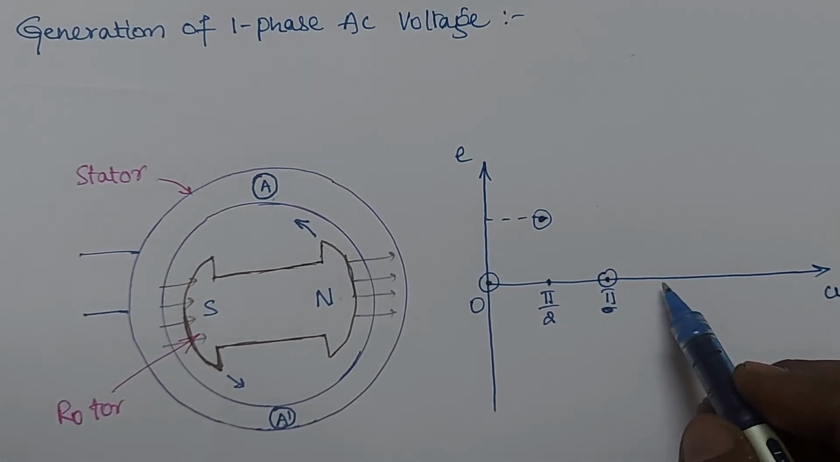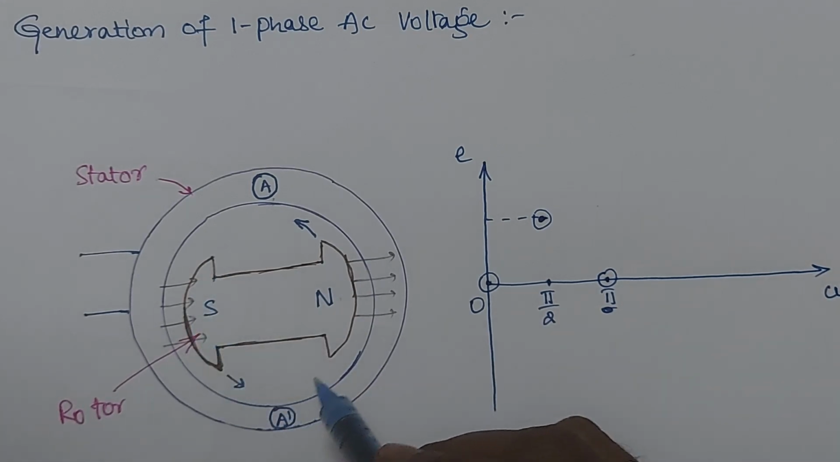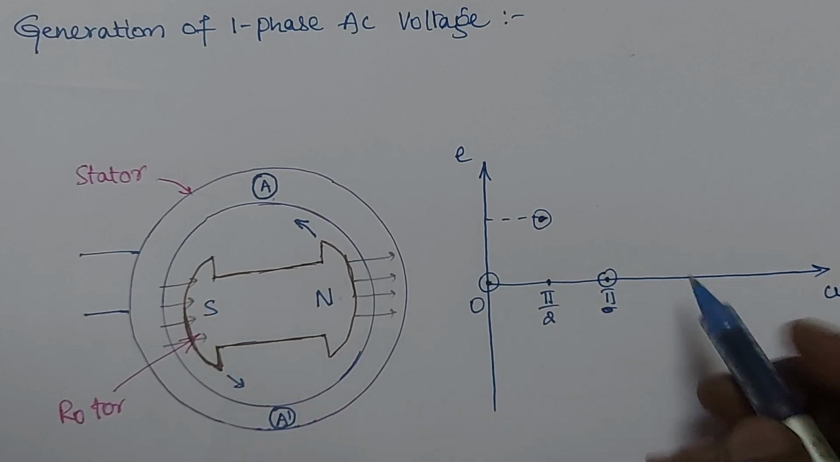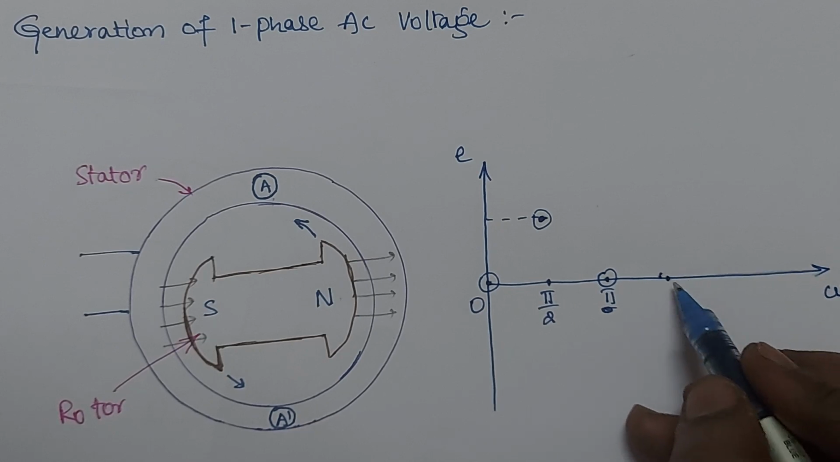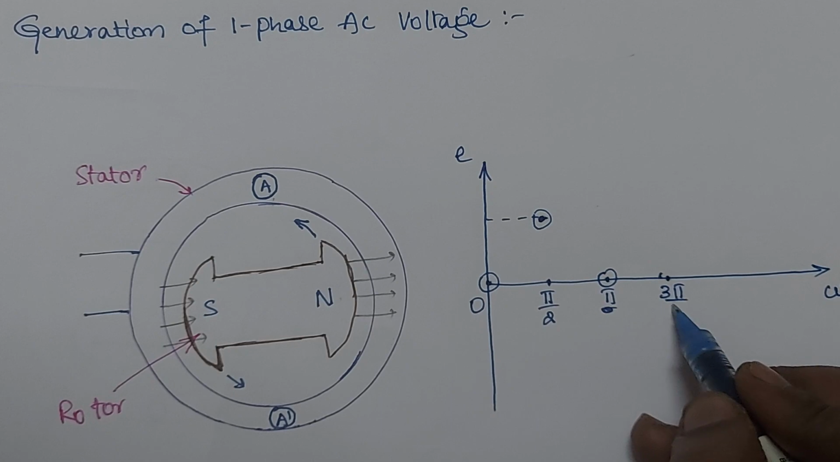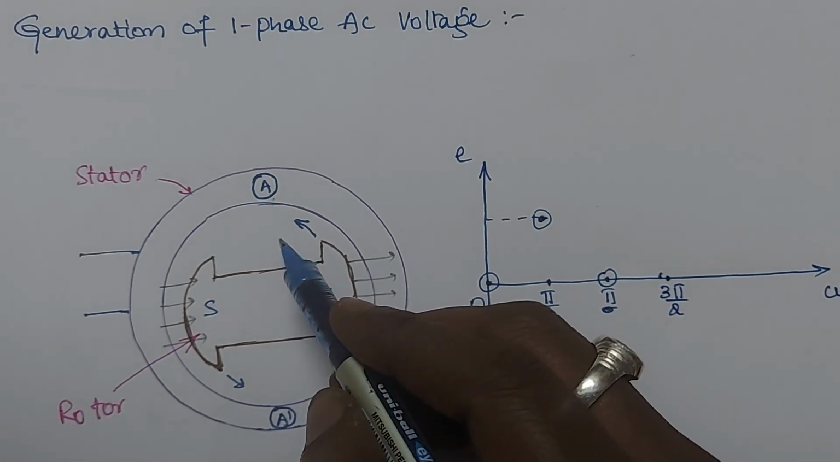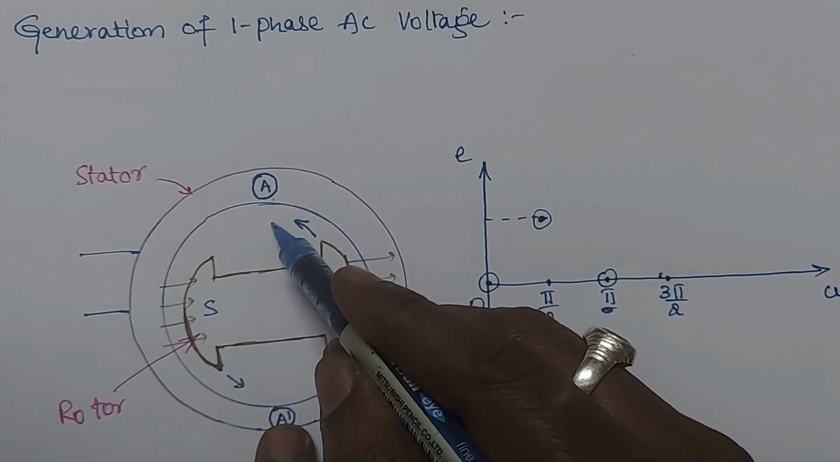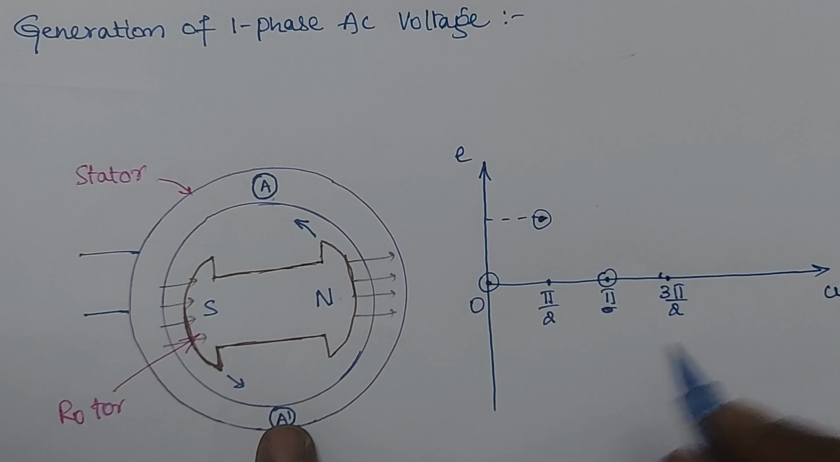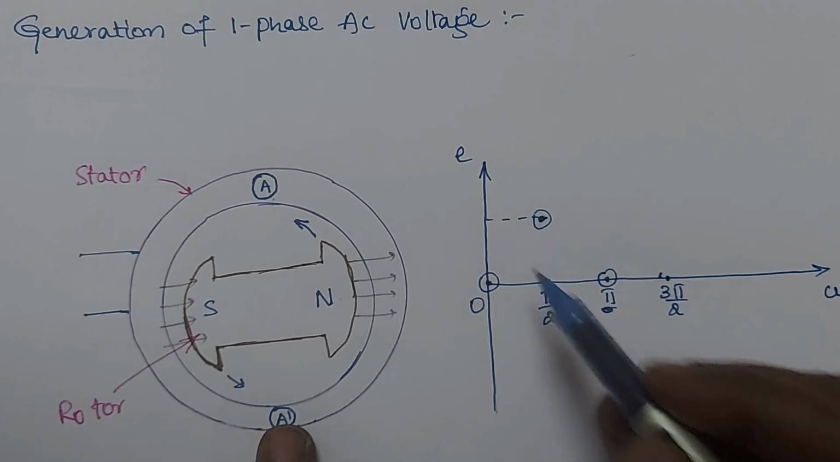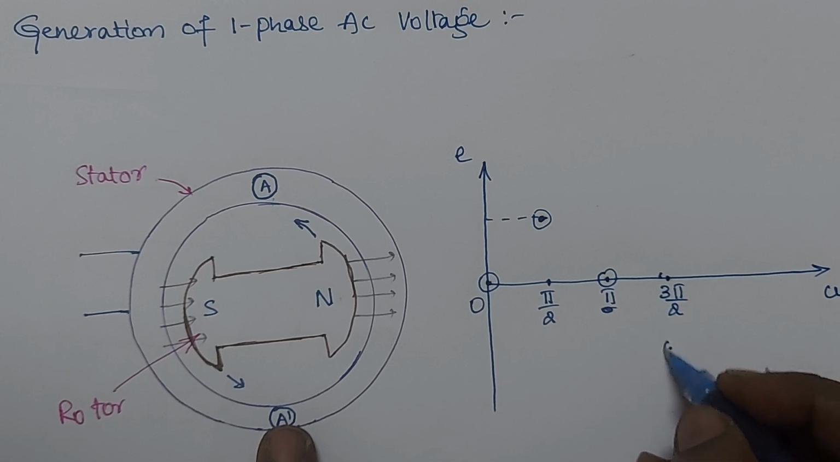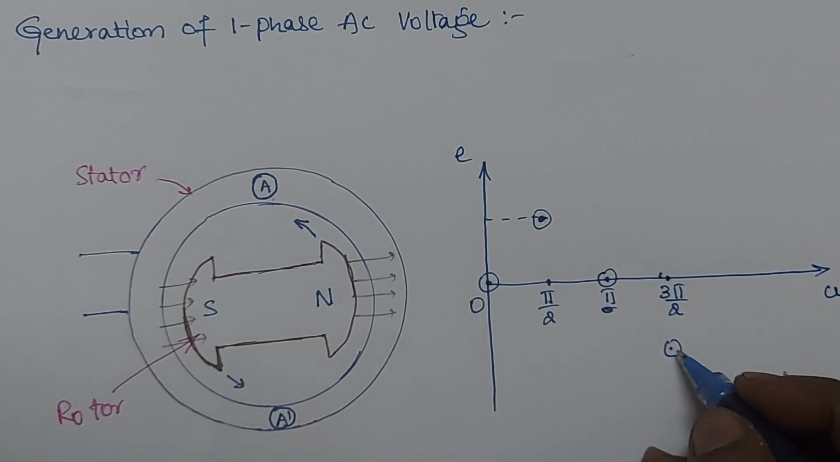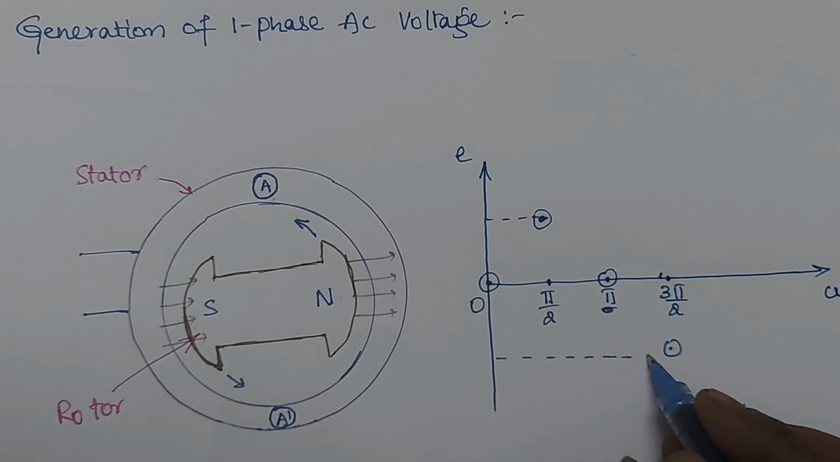Now after completion of this, if I still continue to rotate the rotor in the same anti-clockwise direction for another pi by 2, it means totally 3 pi by 2 from here. So what is the EMF induced? It is a maximum amount. It means the north pole is here and the south pole is here. So that's why it is a maximum negative. It is just exactly opposite to your pi by 2. Sorry, negative maximum. This is a negative maximum.